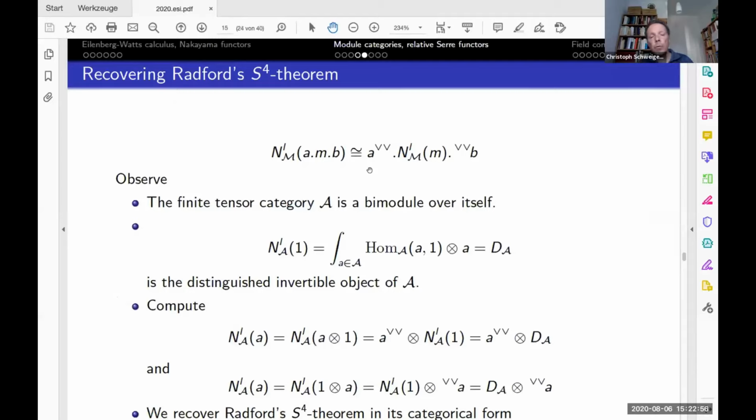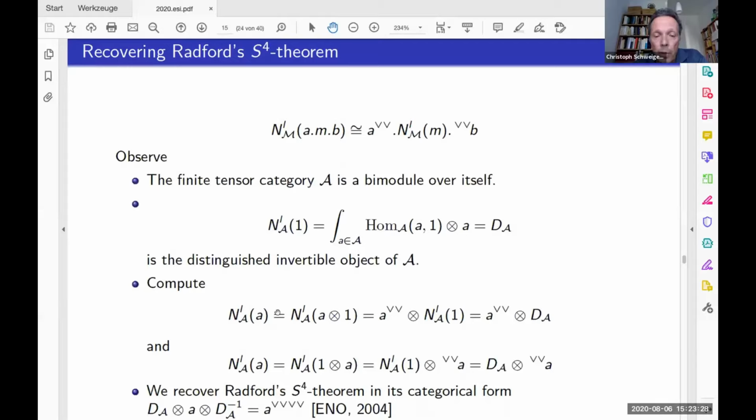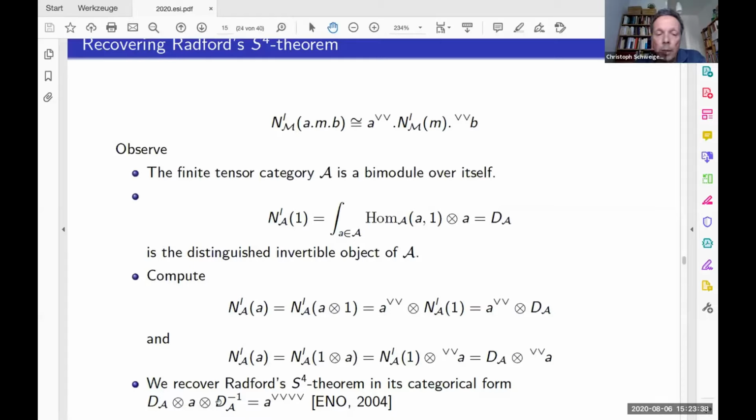And then it's a rather straightforward calculation, which I probably won't go into too much detail, to show that if you specialize to this case, which I mentioned earlier, namely that the finite tensor category is a bimodule over itself, and if you notice that the value of the Nakayama functor on the monoidal unit is the distinguished invertible object, the one that classifies integrals of a Hopf algebra, then computing this in two different ways and using that A is equal to A tensor 1, you see that these two expressions are equal, and you recover that conjugating with this distinguished object gives a fourfold dual. That's, of course, the categorical version of Radford's S to the fourth theorem.